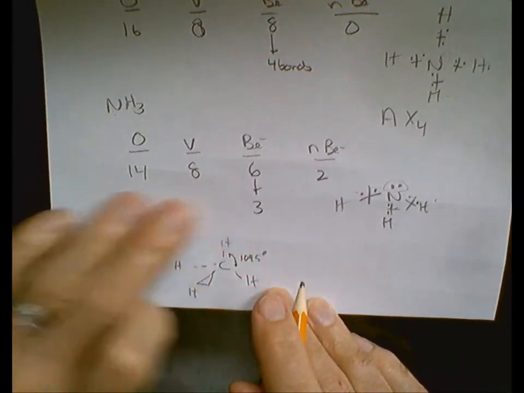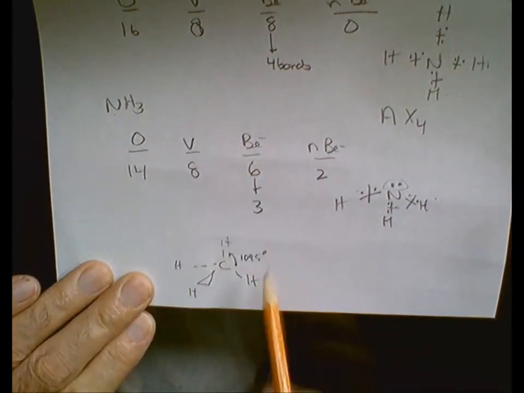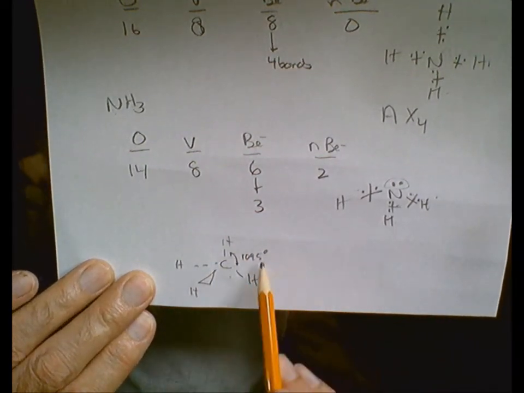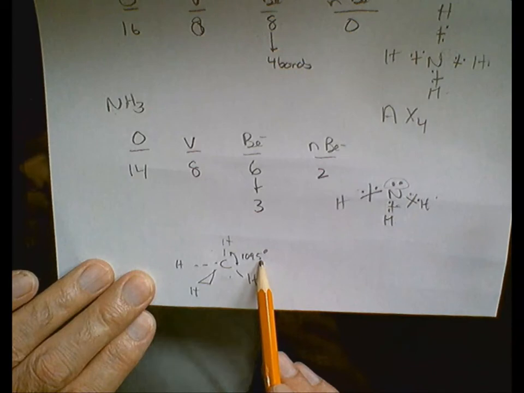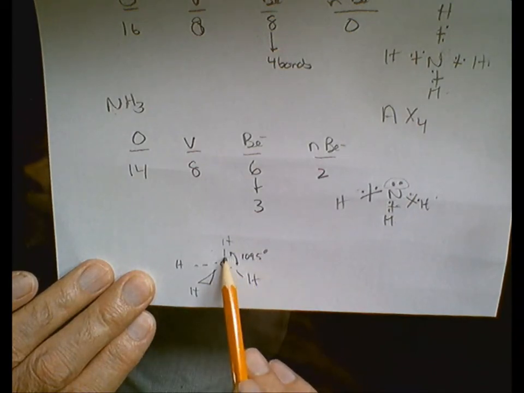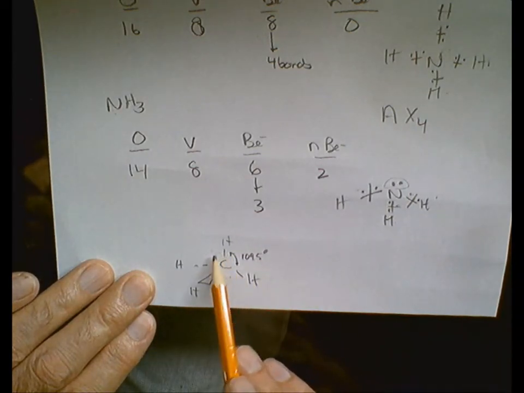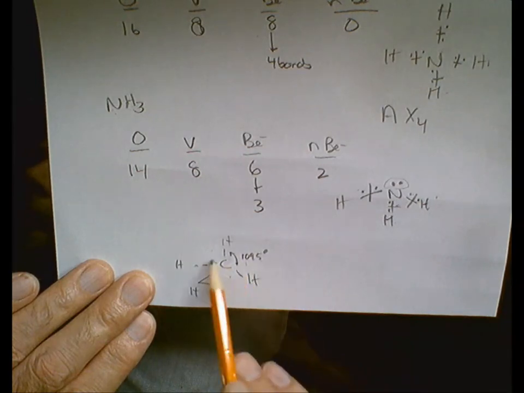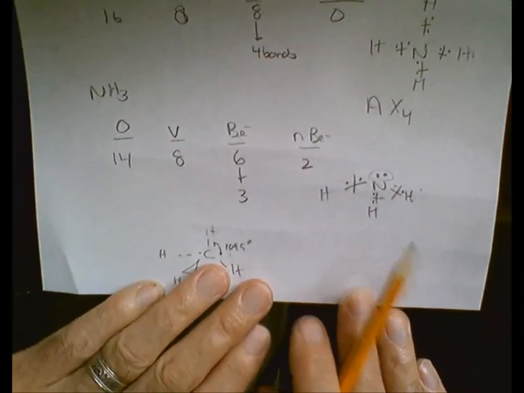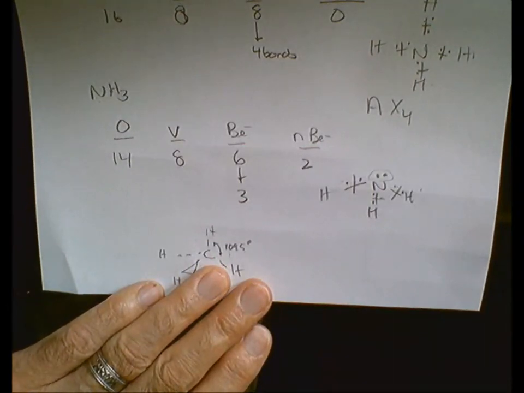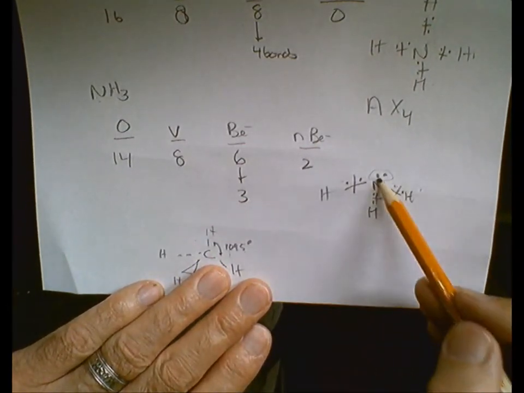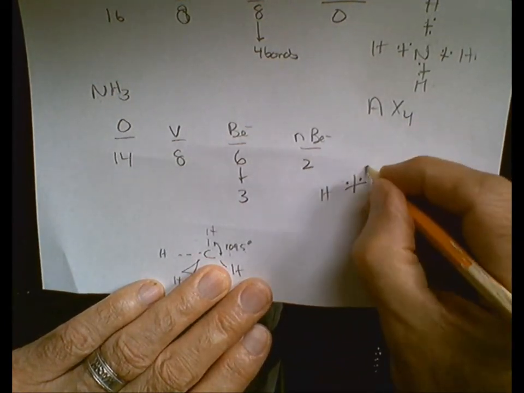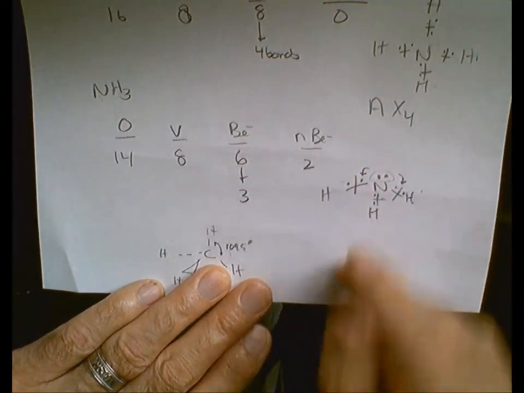Because this is in 3 dimensions, it's not flat. You might think it would be 90, 90, 90, and 90. But because it's in 3 dimensions, it's 109.5 degrees. So what Gillespie said was we can find the shape of molecules because each of these will maximize their distance. Now, here's another interesting thing that Gillespie said. When you have non-bonding electron pairs, they have a greater repulsive effect. So they push these guys even further apart.